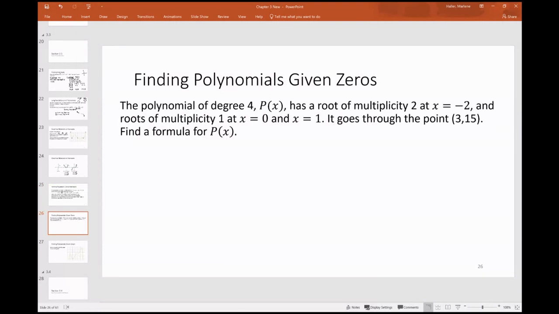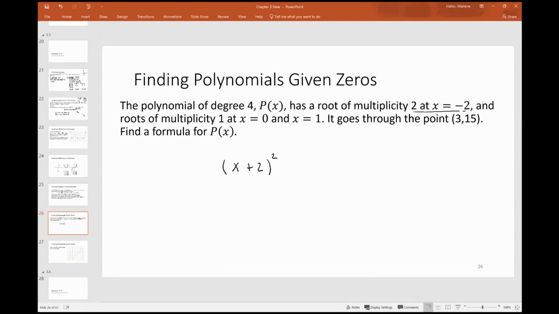Say we have a polynomial of degree 4. We're going to call it p of x. It has a root of multiplicity 2 at x equals -2. So what does that mean? A multiplicity of 2 at x equals -2 means that we will have a factor of multiplicity 2, or degree 2. So the factor is going to be x plus 2. Why do I say plus 2? Because if I were solving that, I would have to subtract 2 from both sides, and x would equal -2.